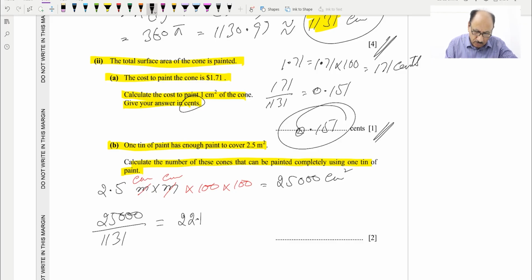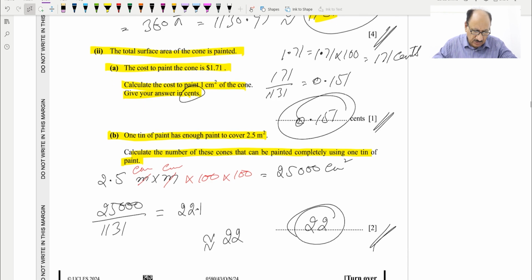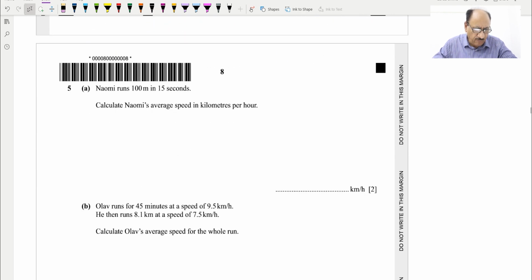22.1. So the total number of cones, so the complete cone will be what? 22 cones. So our answer will be 22 cones, and for 2 marks this is done. Now question number 5. Question 5 says Naomi runs 100 meter in 15 seconds. Calculate Naomi's average speed in kilometer per hour.